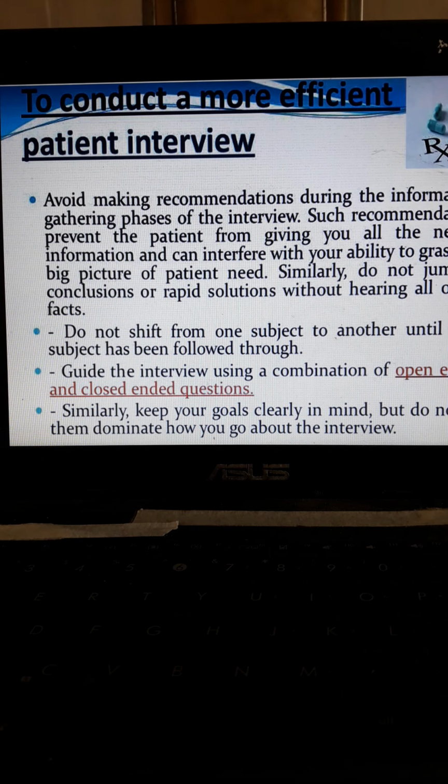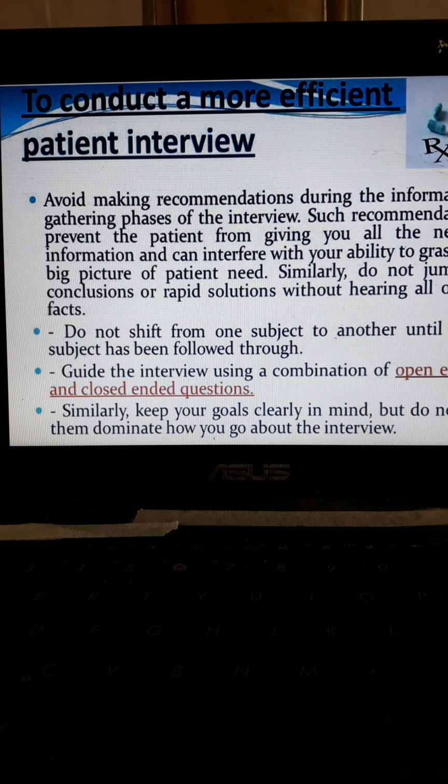Next, to conduct a more efficient patient interview, avoid making recommendations. Yes, that is very good, because it will be misinterpreted. During the information gathering, such recommendations prevent patients from giving you all the needed information, because if you keep on giving recommendations, the patients will misunderstand you. They can misinterpret information that is considered to cause danger to their illness, or interfere with your ability to grasp the big picture of patient needs.